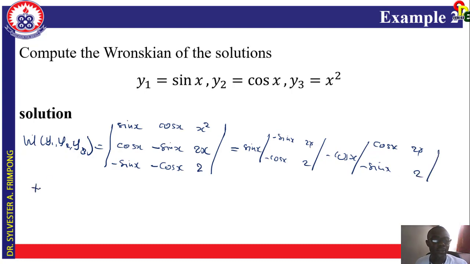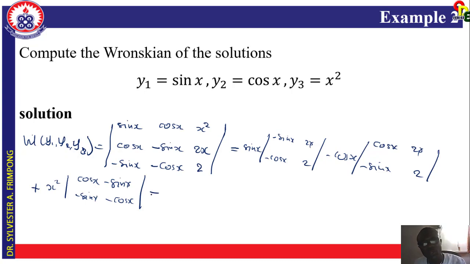Then plus. Then this one, this column goes and this horizontal goes. So you have x squared multiplied by cos x, negative sine x, and then negative sine x, cos x, negative cos x. I leave the remaining computation to you. When you do that, you're going to get negative 2 minus x squared. And that is the Wronskian of these three functions.